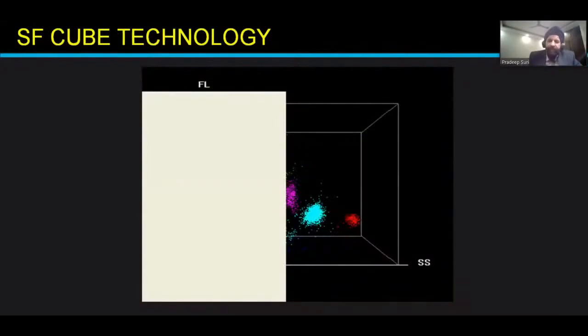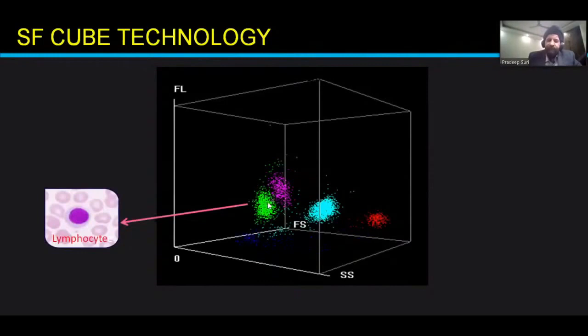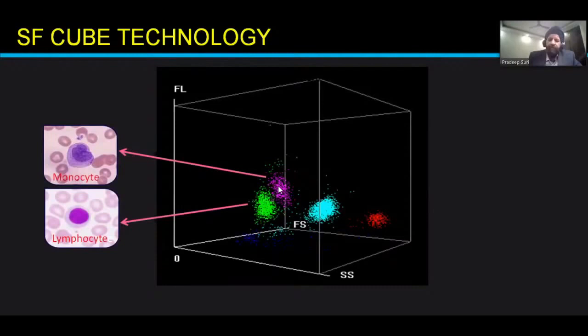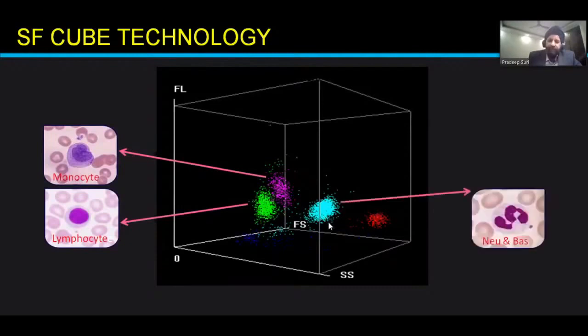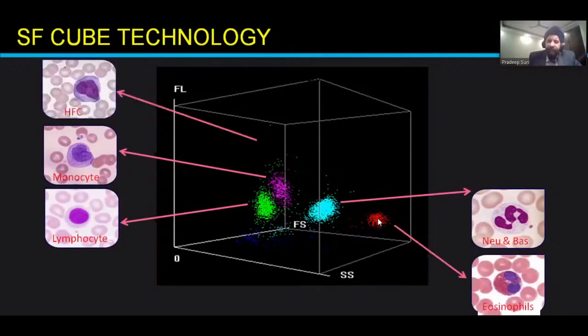The next thing I'm going to show is the SF cube technology. Basically, this is nothing but the 3-dimensional positioning of the different cell lines. If you look at this green area here, this is the area of the lymphocyte. Just above it is the pink area of the monocyte. This sky blue area here is the area of the neutrophil as well as the basophil. This red area here is the area of the eosinophil.